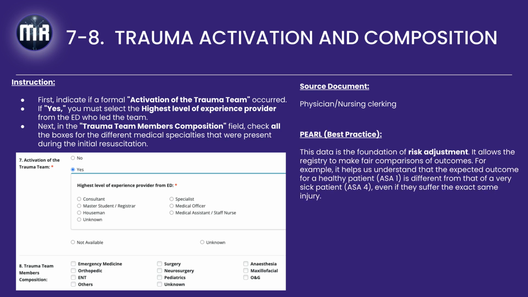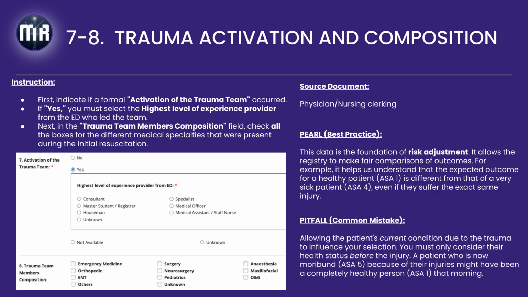The PEARL, or best practice, here is to understand how these two fields work together to tell a story. Field 7 measures the process of care. Did we follow our protocol and formally activate the team? Field 8 then measures the structure of care. What actual human resources and specialties were brought to the patient's bedside?